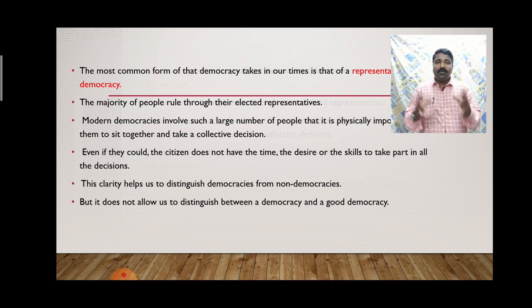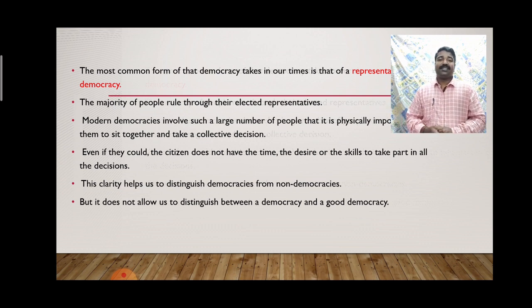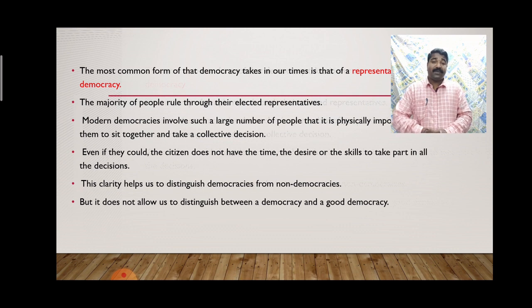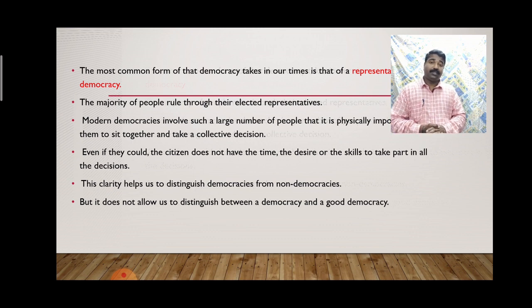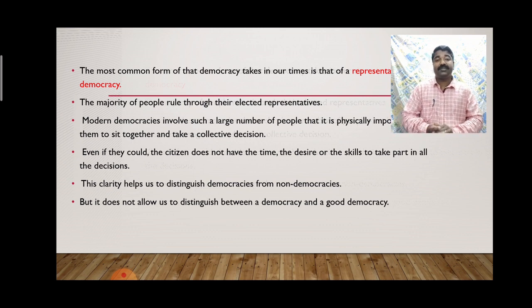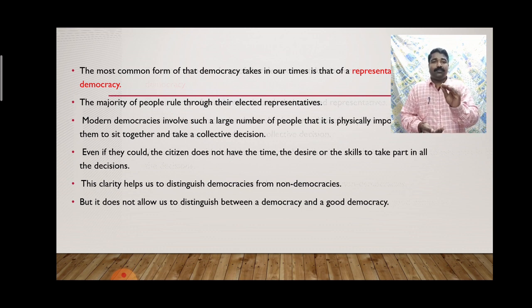We know that the most common form that democracy takes in our times is that of representative democracy. You have also studied this. Actually, all the people are not ruling directly. The majority rule by elected representatives is called representative democracy. The majority of the people rule through their elected representatives. That is called a representative democracy.